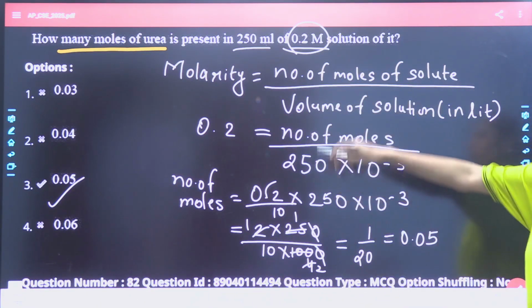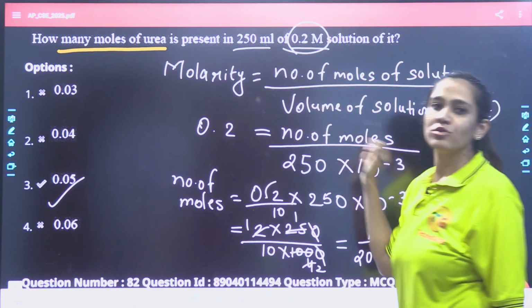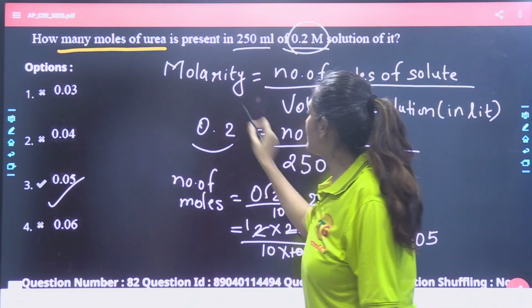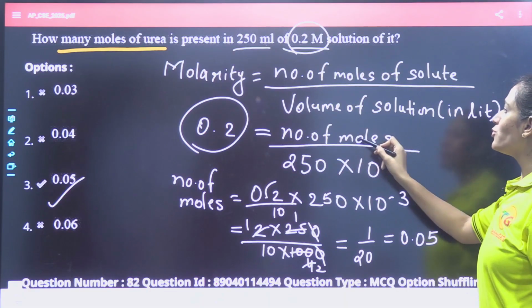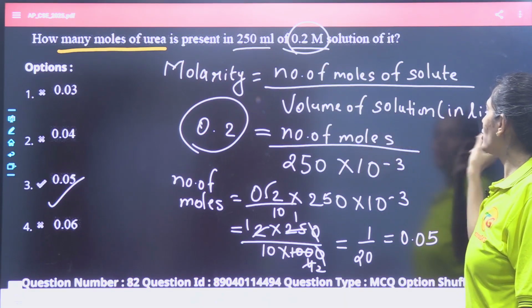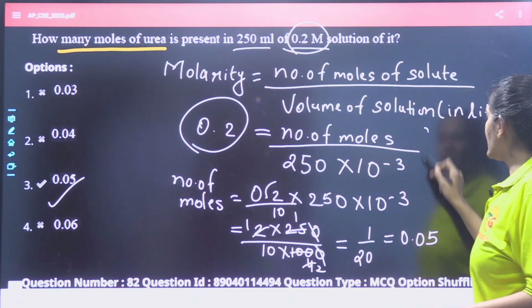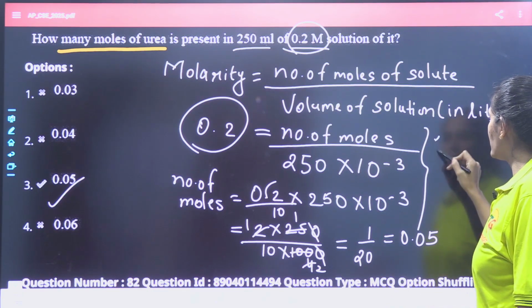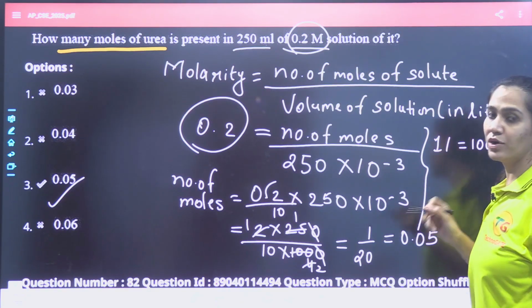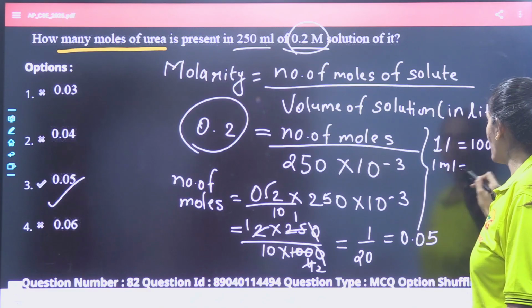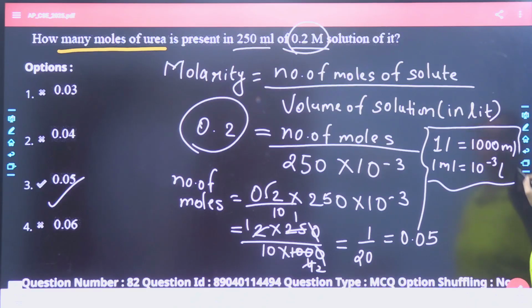See, just a simple formula. Molarity is the number of moles of solute dissolved per liter of solution. We were given this molarity value, so we put it in the formula, 0.2. Number of moles we need to find out. Volume of solution in liters. So that is 250, and it was given in ml. Okay, so we know that 1 liter equals 1000 ml. Do not make mistakes over here. And 1 ml is 10 raised to power minus 3 liter. Okay, I hope these are very basic conversions.